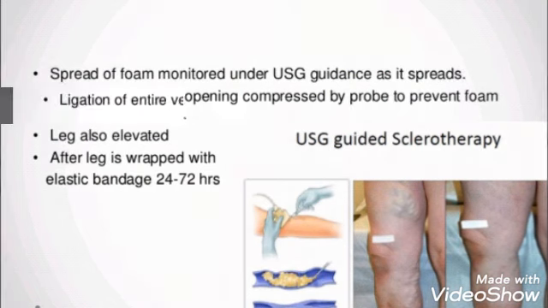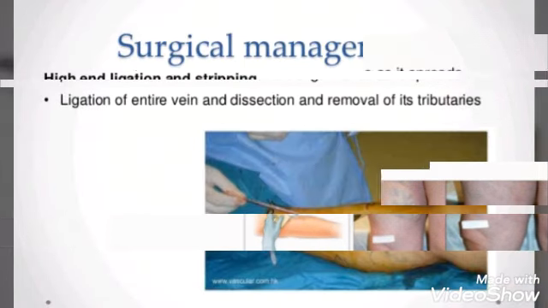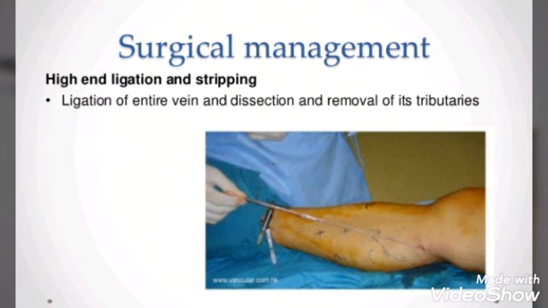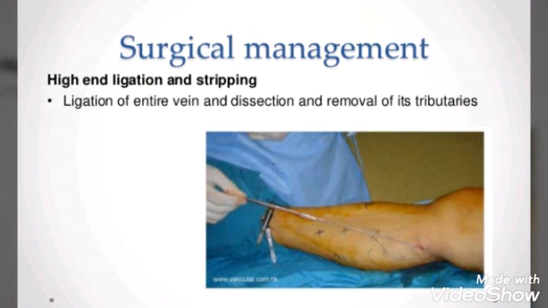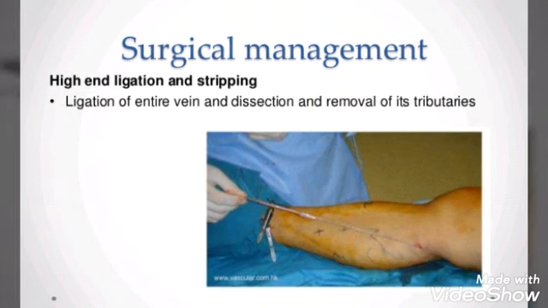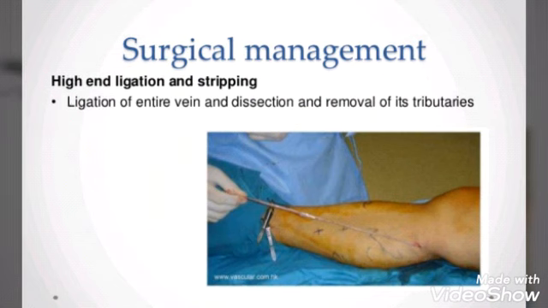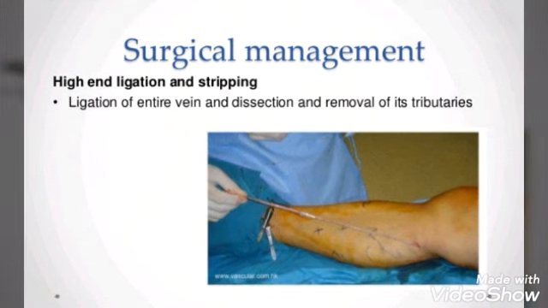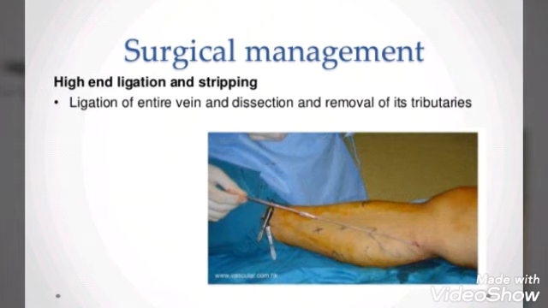Then you can go for the surgical management. In surgical management, it is high ligation and stripping. So in this, ligation of the entire vein and dissection and removal of its tributaries. Wherever the area is affected, they are going to ligate. That means they are going to open and cut the affected part of the vein and take it out, and then strip it together so that there can be continuous flow of the blood.